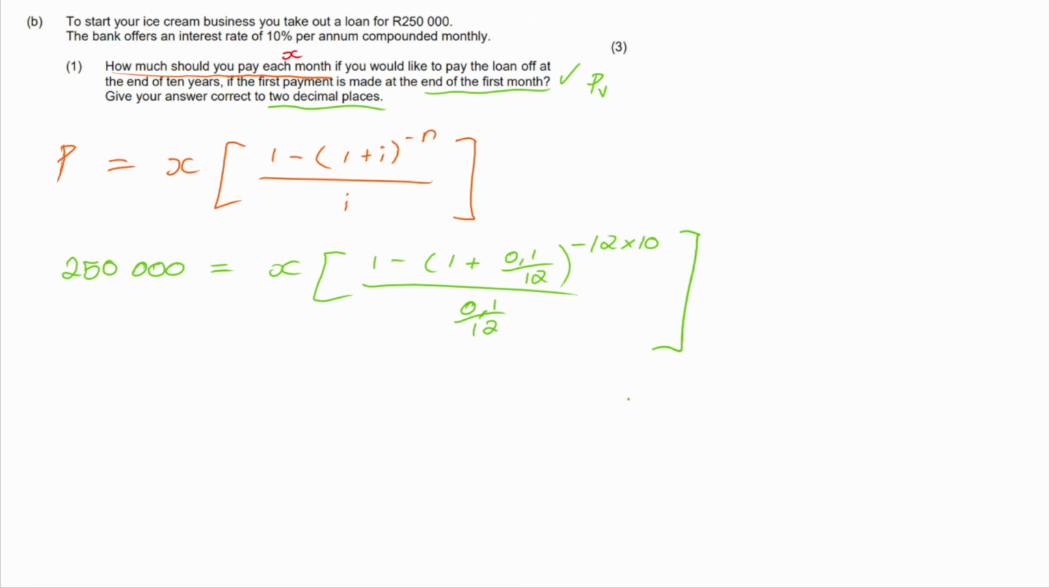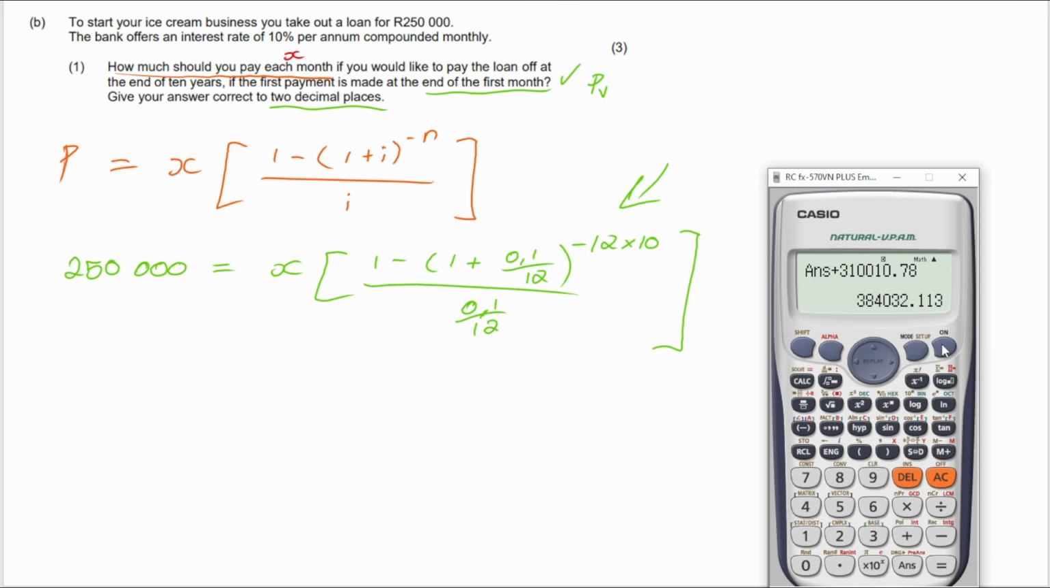Okay, so we have this. What I would recommend is do all of this thing in your calculator. I'll show you, and then we just say 250,000 divided by whatever this was in our calculator. That'll be the easiest way. Let me show you. So we're going to say 1 minus 1 plus 0.1 over 12, and then all of that to the power of negative 120, over 0.1 over 12. Okay, so I get this thing.